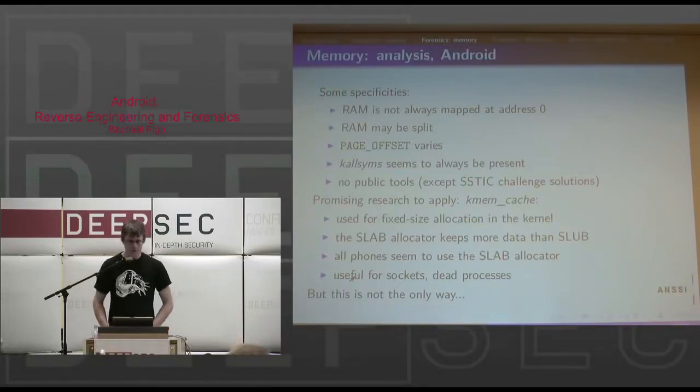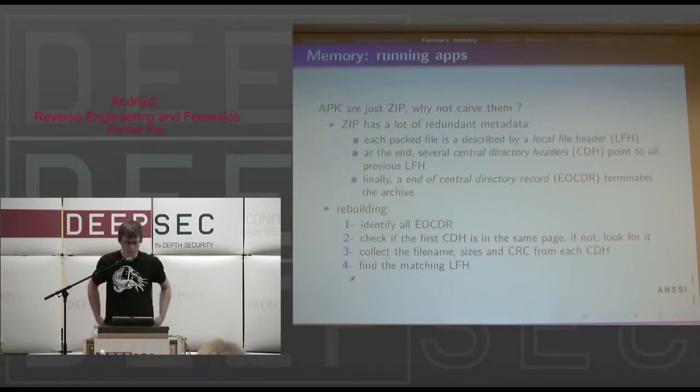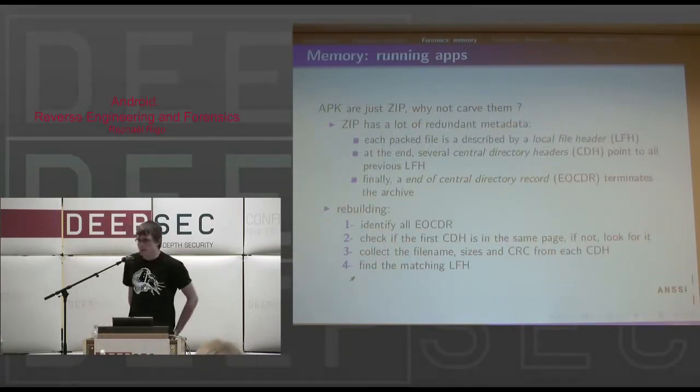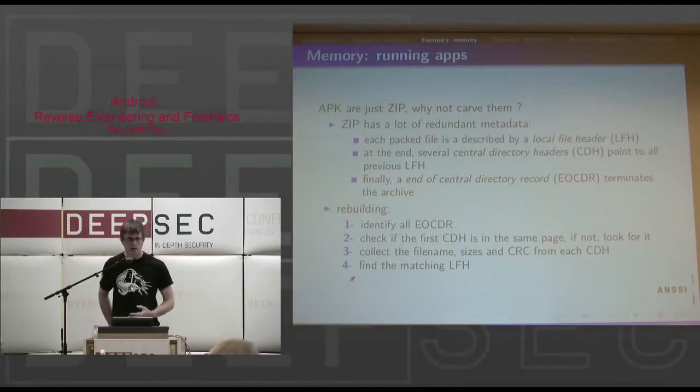So this is the standard way of analyzing a Linux kernel physical memory dump. But you can do some specific things with Android. One of them is really interesting. It's APKs, that is, the application packages, which are just zip files, like a jar file is in Java. So why not carve them out of memory? Because zip is a really interesting file format. It has a lot of redundancy, which means you can leverage this redundancy to extract and recover zip files out of memory.